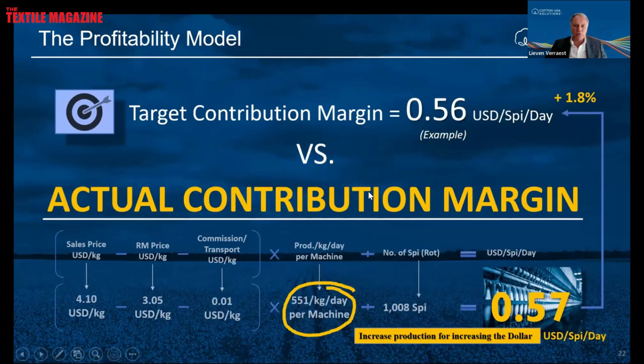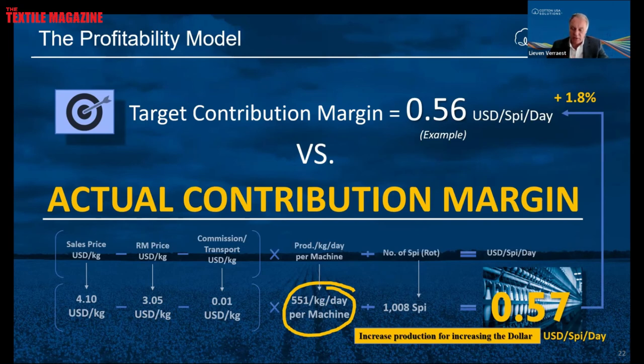Then going to the actual contribution margin. In the second formula, it works like this. We are starting from the other side. It means we consider, first of all, the sale price and the raw material cost, which we deduct from the sale price. We then also take off the commission and the transport cost, and we multiply this by the production in kilos per day of each machine. And we divide this by the number of spindles, and it gives you the actual contribution margin of each spindle.